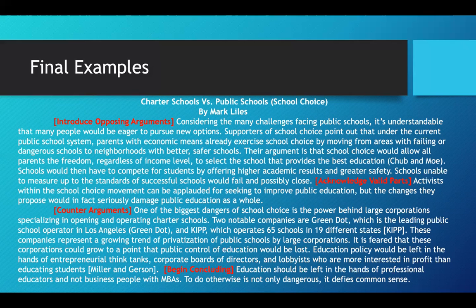One of the biggest dangers of school choice is the power behind large corporations specializing in opening and operating charter schools. Two notable companies are Green Dot, which is the leading public school operator in Los Angeles, and KIPP, those are the Knowledge is Power schools, which operate 65 schools in 19 different states. These companies represent a growing trend of privatization of public schools by large corporations. It is feared that these corporations could grow to a point that public control of education would be lost.